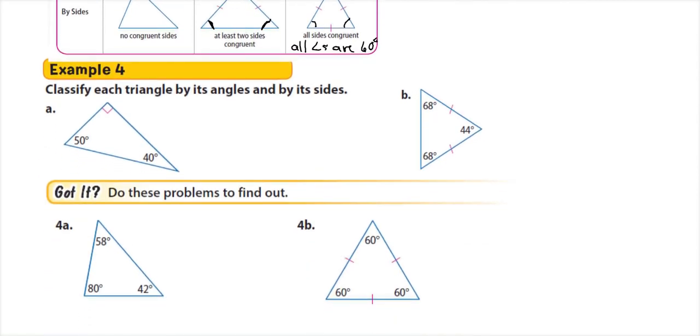Example 4 says, classify each triangle by its angles and by its sides. In this case, we see the little pink box there. So that means that it's a right triangle, so it is right. And then we're also going to classify it by its sides. So do we have any matching angles? Nope, not in this case. That means every side is also different. So that would be right scalene.